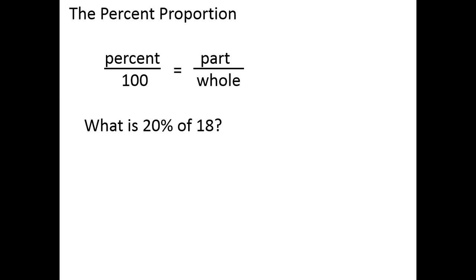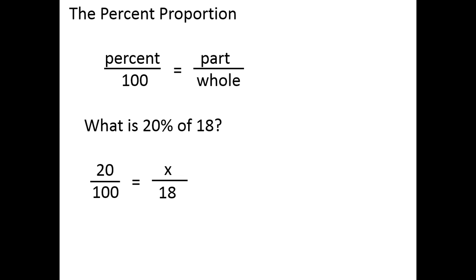For example, what if we want to know what 20% of 18 is? 20% is a percent. And what we're asking is, if we have 20 out of 100, what part of a whole of 18 is that? What part of a whole of 18 is it?